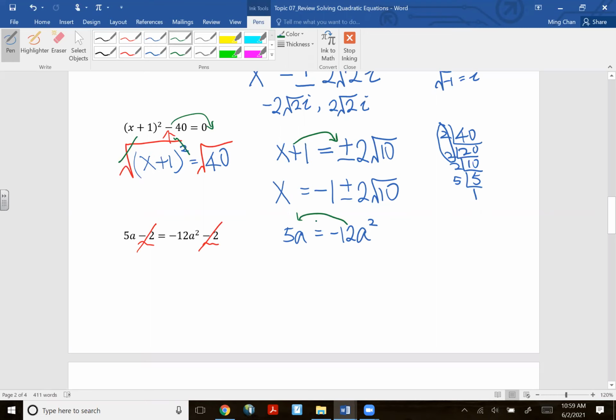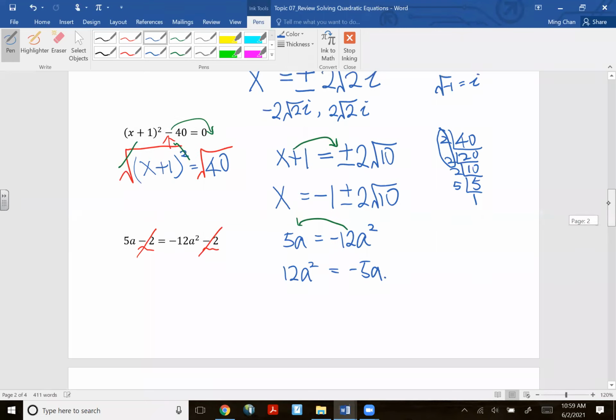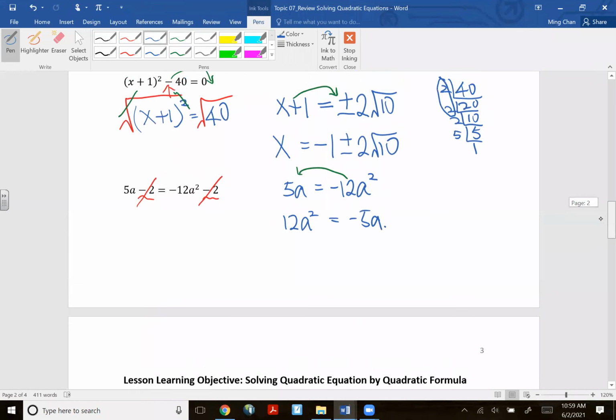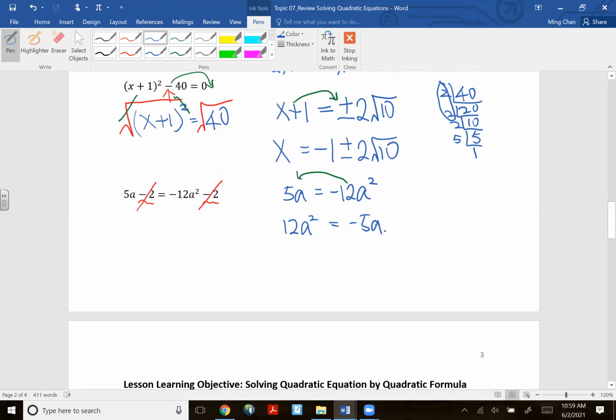But this is tricky. So should I use the square root property? Should I take a square root on both sides? Should I do it where this is 12a squared equal to negative 5a and take a square root on both sides? No, I actually don't want to do that, even though this is only two terms. I don't think the square root property will apply here because there's an extra variable. When I use the square root property, what's on the other side of the equal sign is actually a numerical value, with no variable in it.